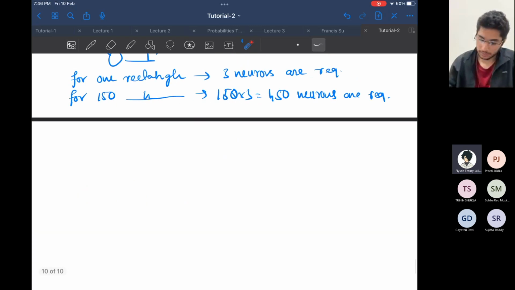Okay, so this is the ninth question. The ninth question is the output layer of.